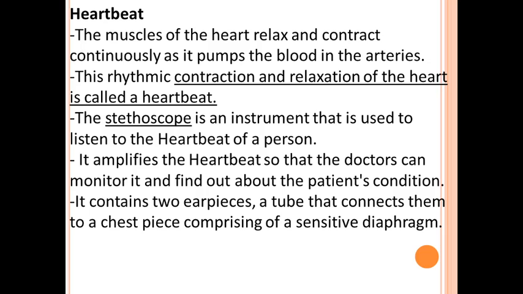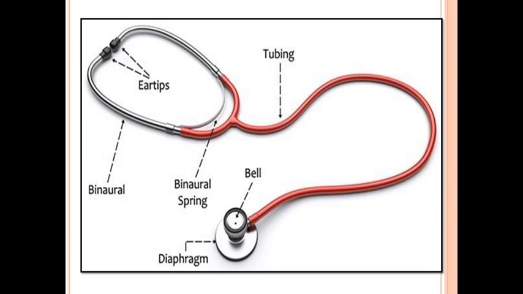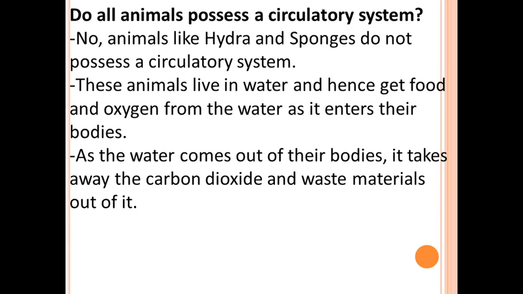Okay, doctors are using that, which has two earpieces, then a tube that connects them to a chest piece, that you can see here. See, correct, no? Have you seen that? Yes. See the tube, then earpieces are there, ring is there, and the diaphragm is there. So this part the doctors put at the left side of your body at the heart position, and then they listen to the heartbeats to check your heartbeat.